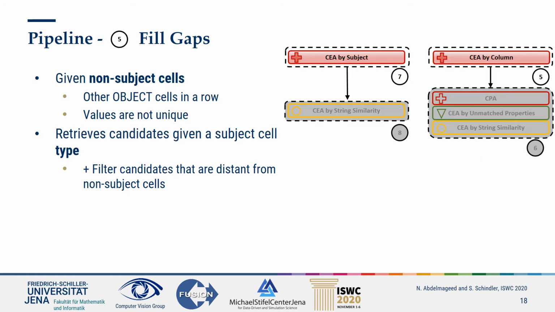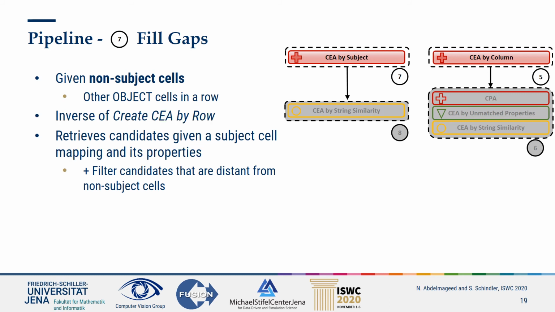We continue filling gaps for non-object cells by using groups 5 and 7. At first, we try to retrieve all instances that are related to the type of the subject cells. Then we try to match the retrieved entities with the object cell and remove those that are too distant from the object cell value using the same string similarity. For group 7, the same style is applied, but using the subject cell candidate and its properties.